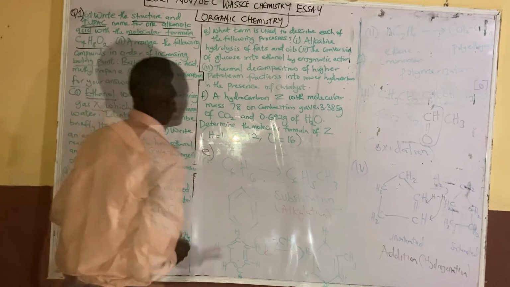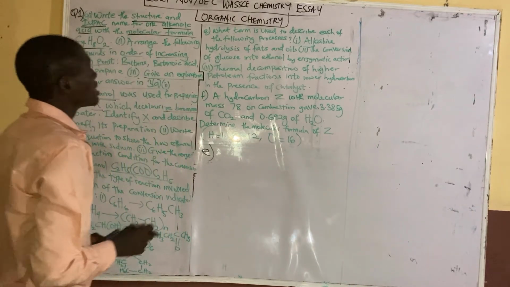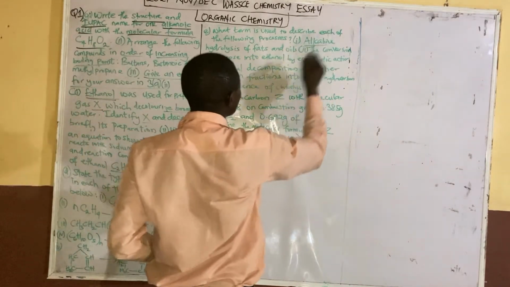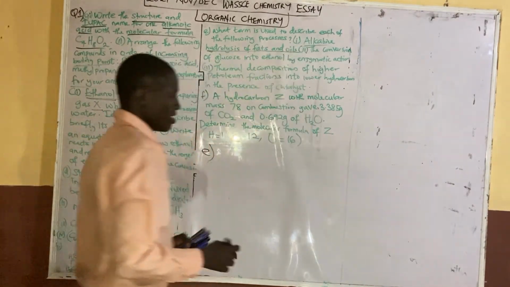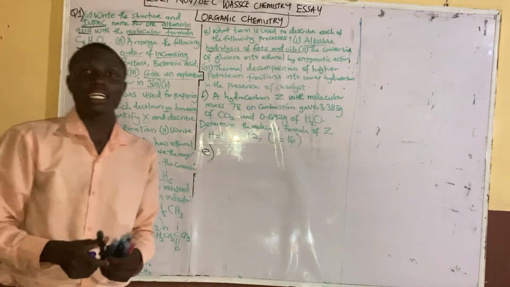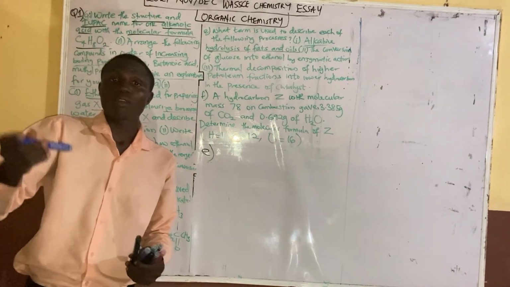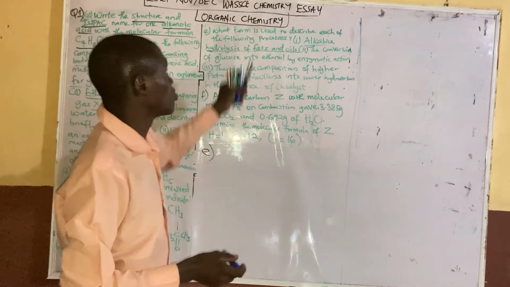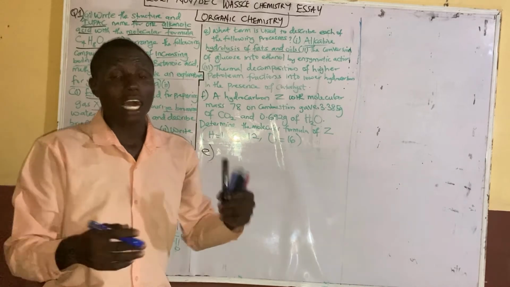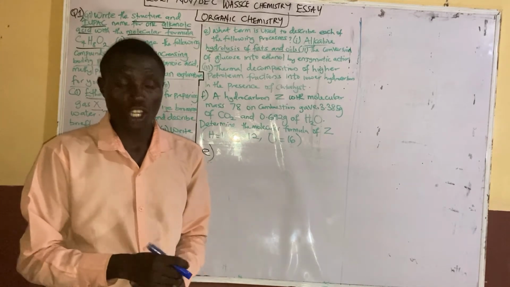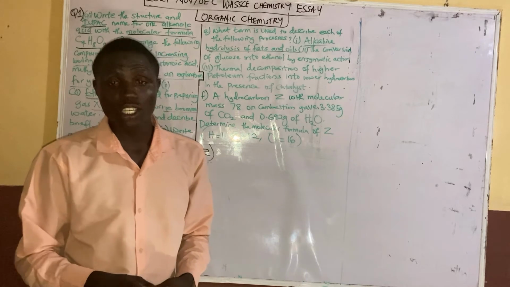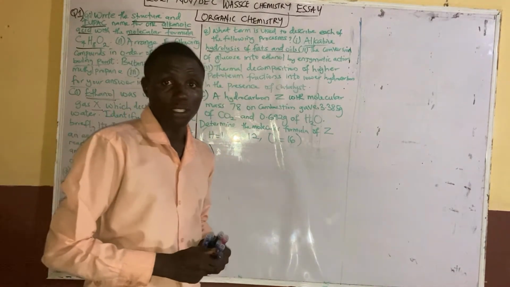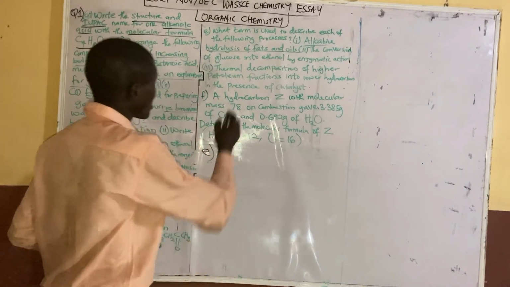Question E now says: what term is used to describe each of the following processes? They have alkaline hydrolysis of fats. When I say alkaline hydrolysis of fats, it means the addition of alkalis, that is bases, to fat and oil. That term is called the saponification reaction. Saponification reaction is a very common question; you can see it in objective and in theory.